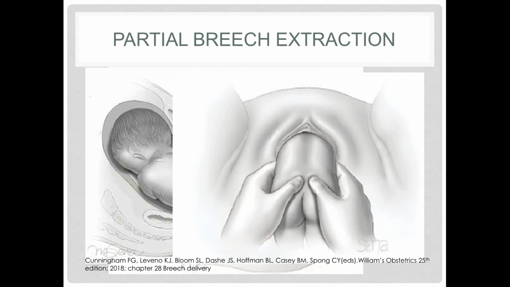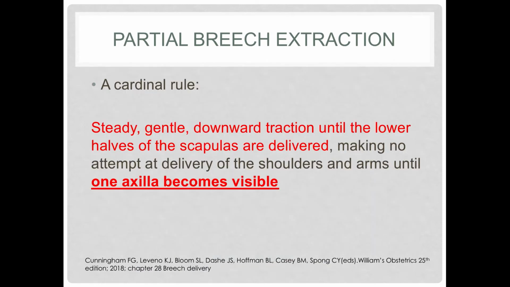Now, to deliver the rest of the fetal body with this position, meaning the thumbs are on the sacrum and the rest of your fingers are wrapped across the abdomen or the iliac crest of the baby, you do a gentle downward traction until the scapulas are clearly visible. A cardinal rule here would be to apply steady, gentle downward traction until the lower halves of the scapulas are delivered, making no attempt at delivery of the shoulders and arms until one axilla becomes visible.